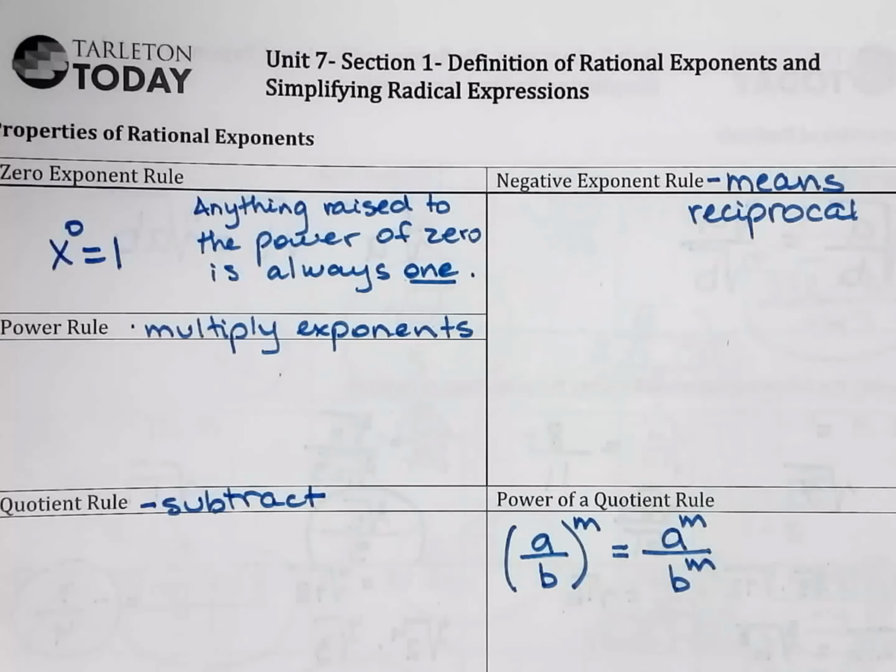This is Unit 7, Section 1. This is page 3. Let's see how much we can get done.